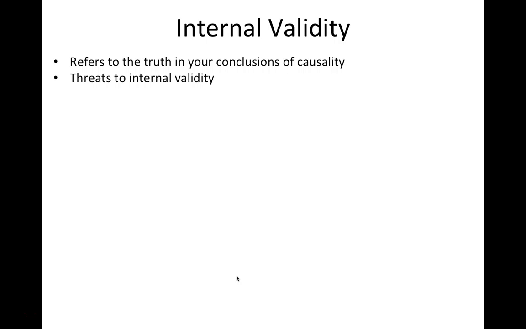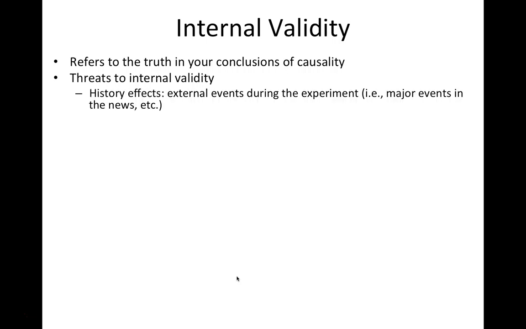So your book does a nice overview and has a checkbox of threats to internal and external validity and talks a bit more about reliability as well. We'll talk more about reliability when we start talking about instrumentation and measurement, but I'll go over a few of these factors right now for internal and external validity. Internal validity refers to the truth in our conclusions of causality. And your book goes over some of these. The Creswell book also goes over some of these.